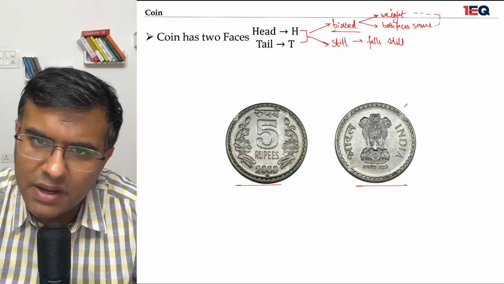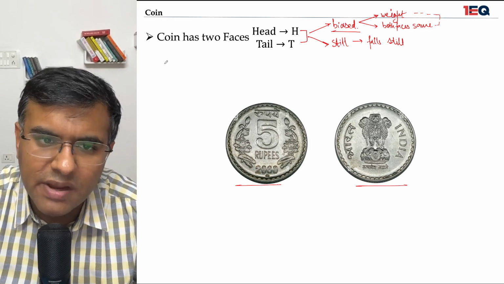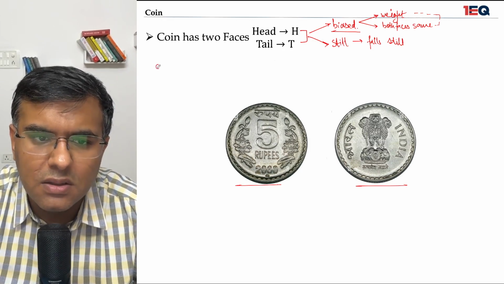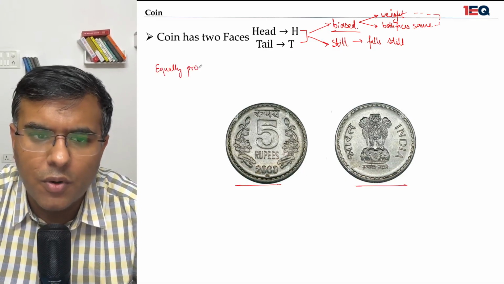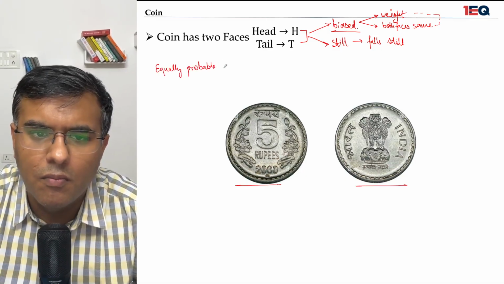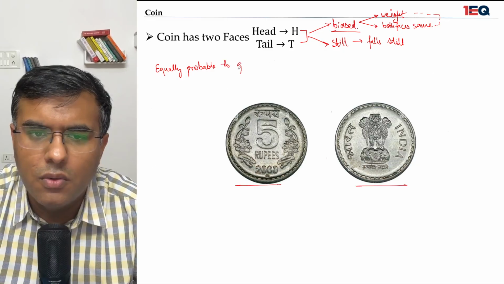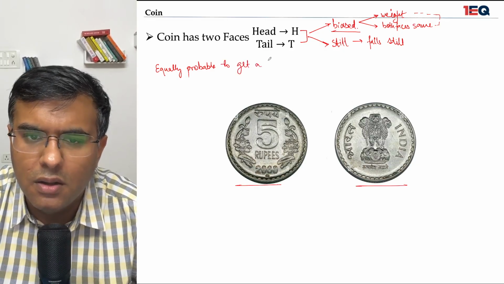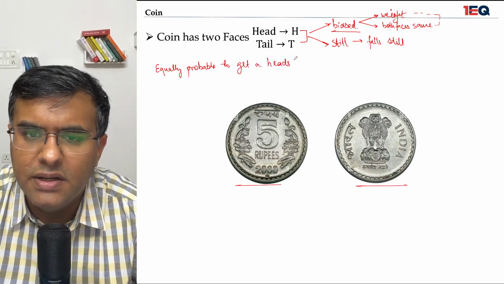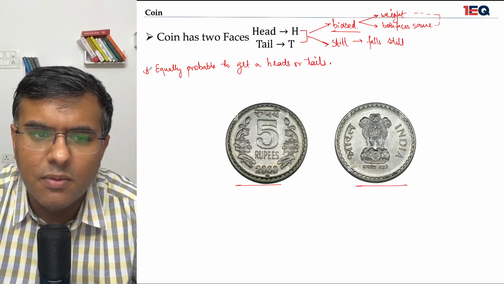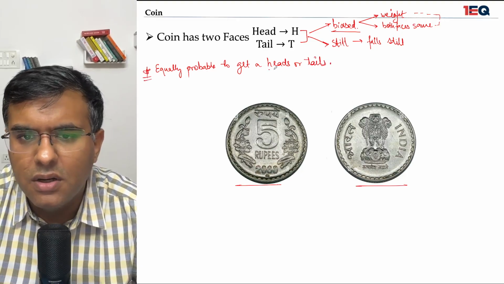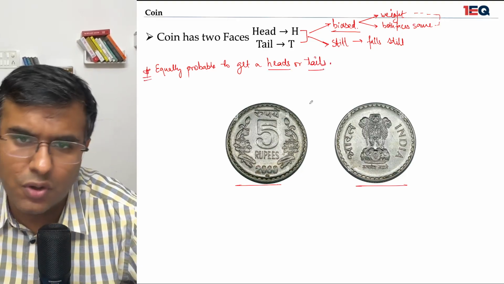It should be an unbiased coin. And when I say unbiased coin, it is equally probable to get heads or tails, that is for sure.